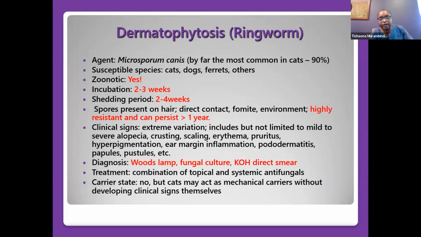It's so resistant. Okay, so the clinical signs that you normally see are varied. When you are looking at it in a cat, you see severe alopecia, crusting, scaling, erythema, pruritus, hyperpigmentation, ear margin inflammation, things like pododermatitis, and papules and pustules. You can see these lesions that are circular. This is the common presentation that you normally find, but in some cases you don't find them as circular lesions. You will find them presenting in different forms. So it's variable the way it presents.